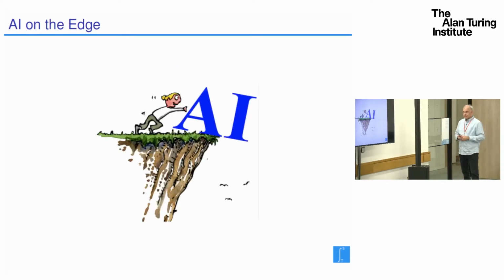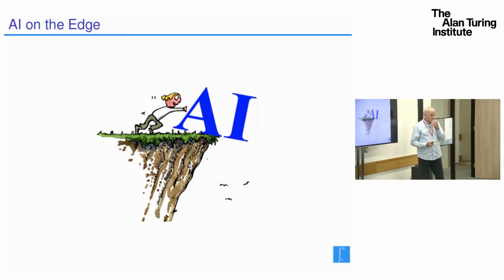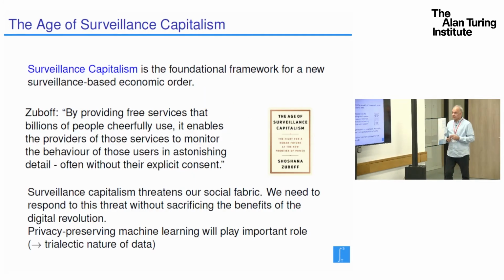Second part of my talk, AI on the edge. This part has two motivations. One comes from something that some of you in the audience meanwhile know. Surveillance capitalism, the new threat to society, and I'm very serious about this, I'm not joking here.